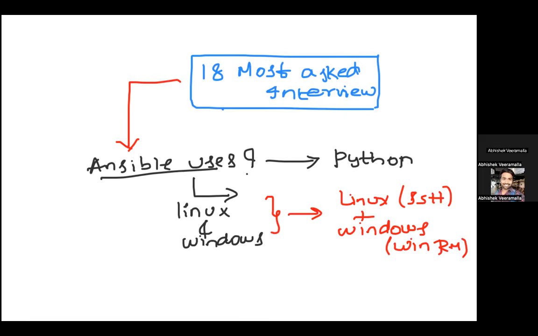Okay, so this is one of the commonly asked questions: does Ansible support Windows and Linux? If yes, what is the protocol that Ansible uses to support Windows, and what is the protocol that Ansible uses to support Linux? I explained both of them in one single answer for you. So this is question number one. This is question number two.